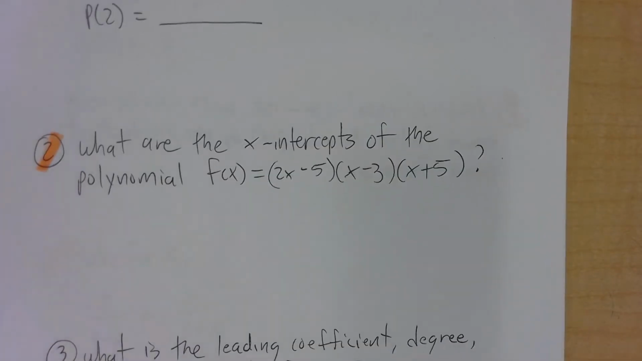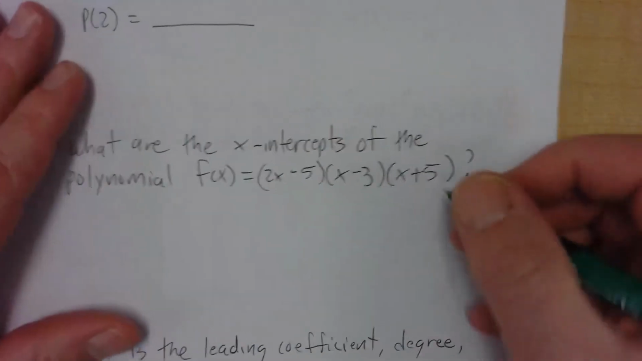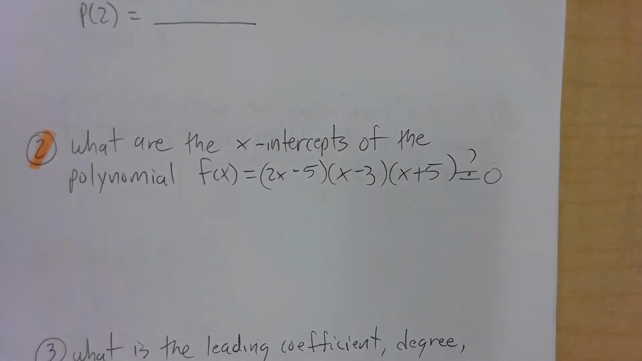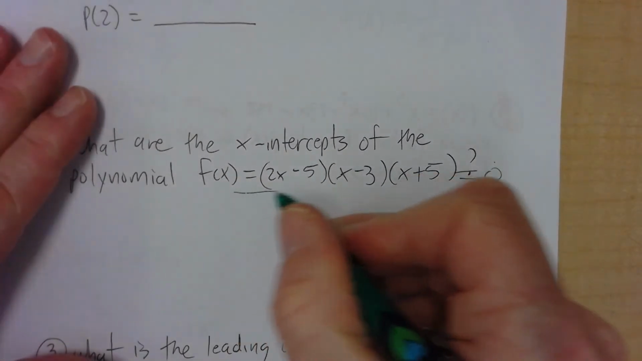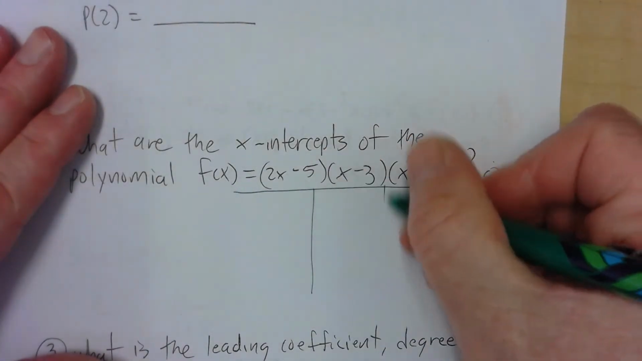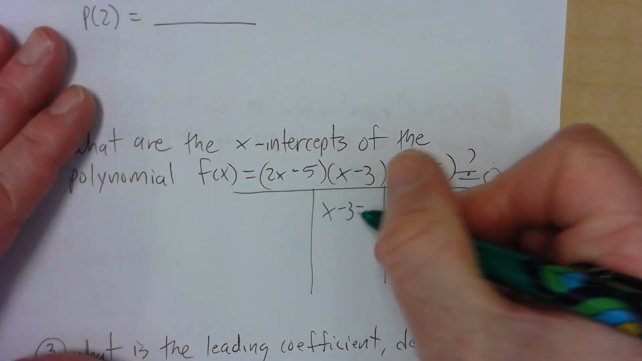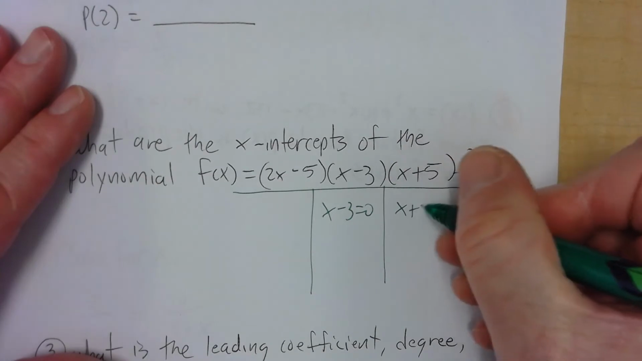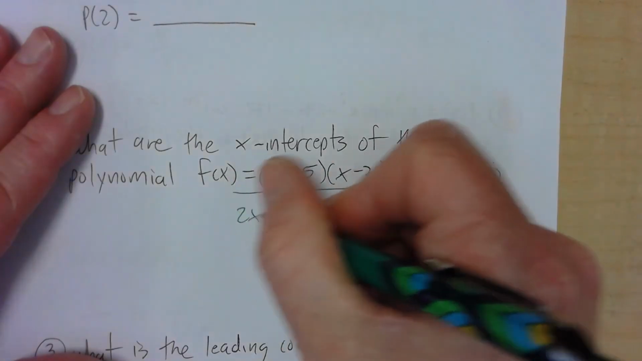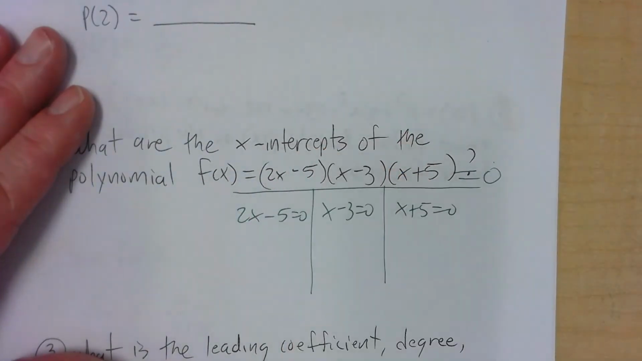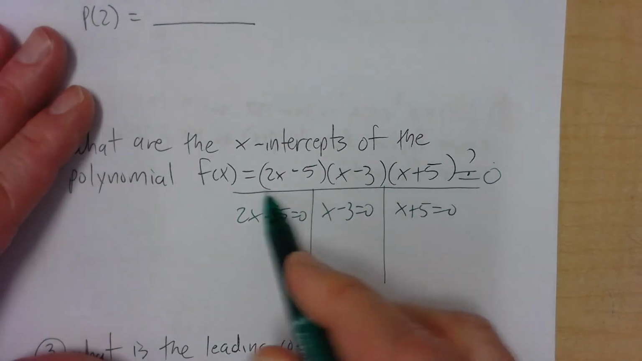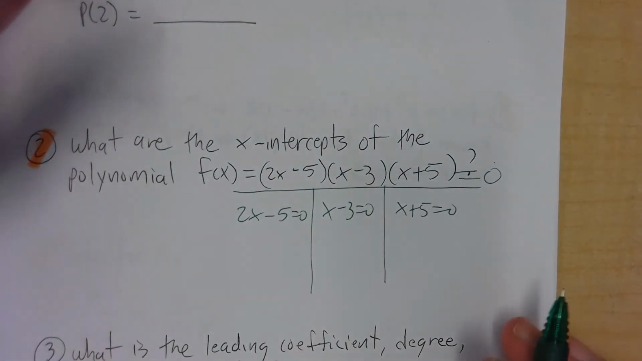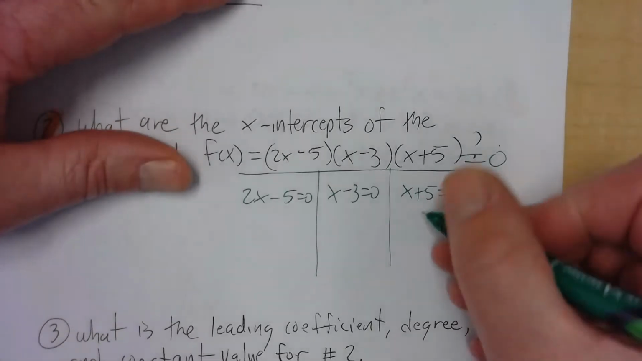All right, for x-intercepts, you want to know when is the function equal to 0. What makes the function 0? Where does it cross the x-axis? So we use the zero product property. x minus 3 is equal to 0. x plus 5 is equal to 0. And 2x minus 5 is equal to 0. So you set each factor equal to 0. This is factored, so I don't have to do anything except for setting the factors equal to 0.